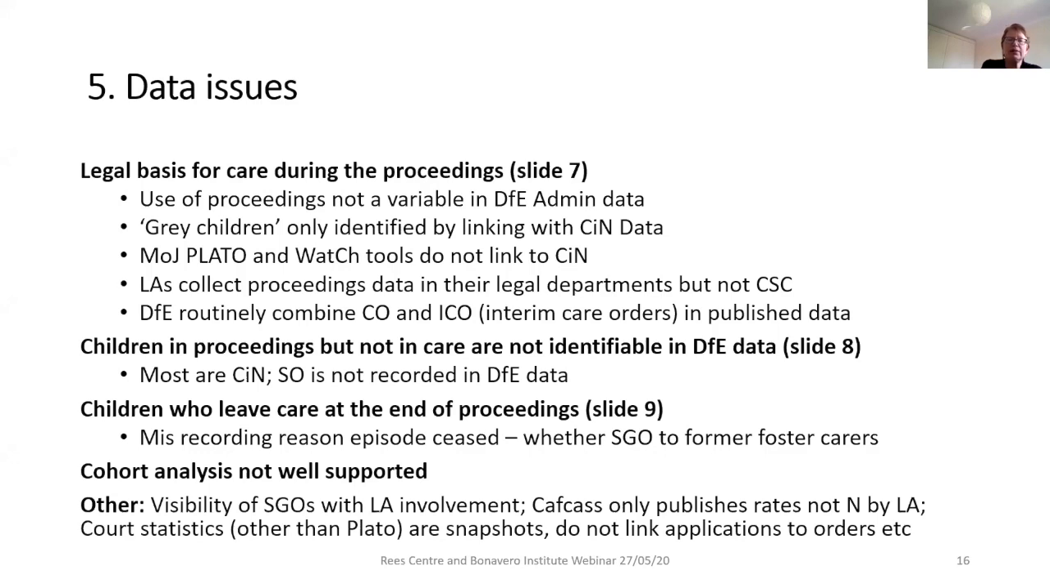The other problem with the Plato and Watch tools is they only go up to 2017. They're 2010 to 2017. It's not clear they're going to be updated. Local authorities' children's social care, in my experience, don't collect data about the proceedings, but that is collected in their legal departments. And I have been involved in a project trying to link those two data sources together. We did find that local authorities often use different data systems in their legal departments and in social care, but some of them are now moving towards having a common system rather than what was usually just an Excel spreadsheet in the legal department. And then the problem of combining ICOs and care orders in the DfE published data.